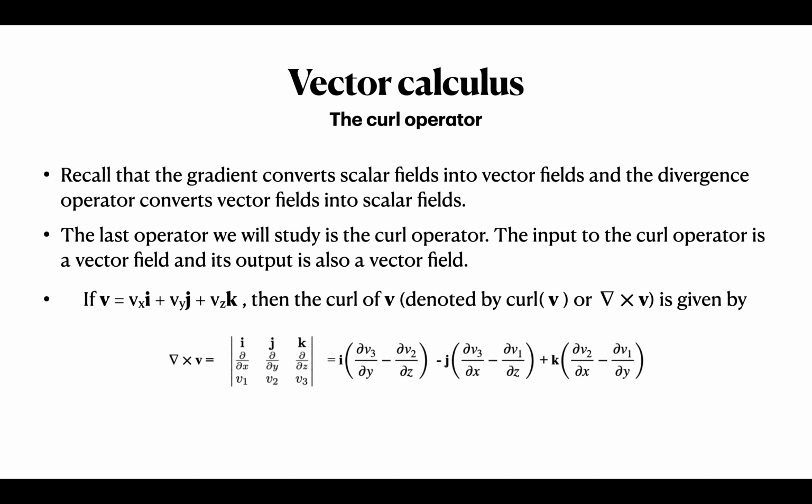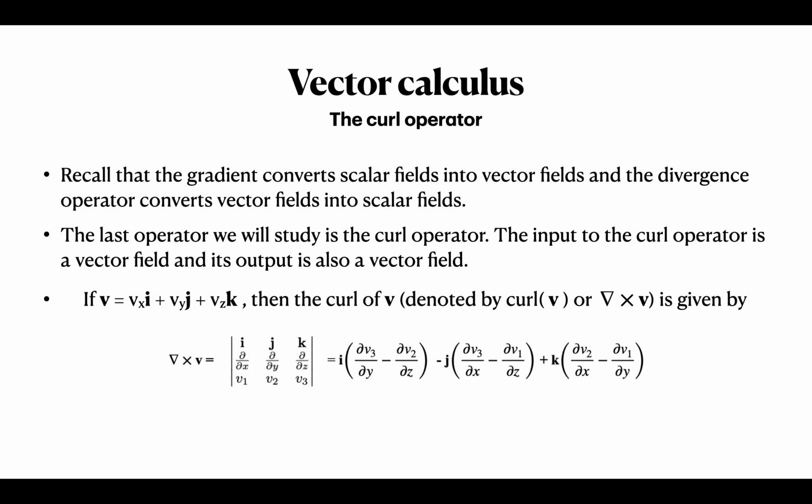And again, guys, you can write it as a 3x3 determinant. To evaluate a 3x3 determinant, you write down the first element of the first row, which is just i. You cover up the first row and the first column, and then you do the cross multiplication. So you get delta V3 delta y minus delta V2 delta z. So you combine the partial derivatives with the components of V in a natural way.